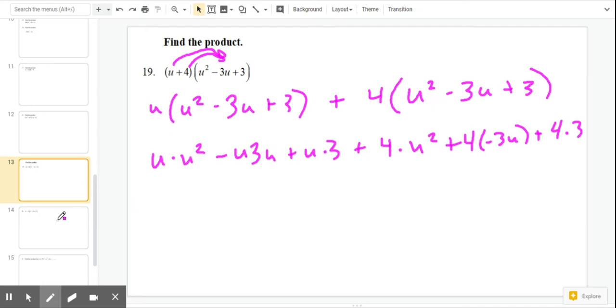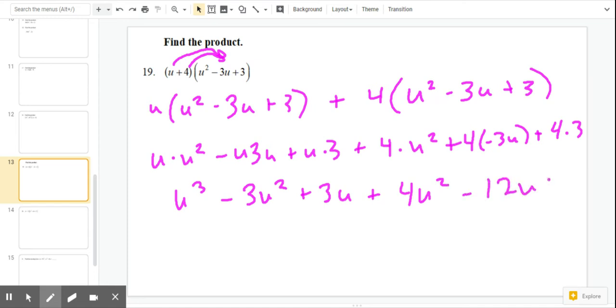So then we simplify. So u times u squared is u cubed. U times 3u is 3u squared plus 3u plus 4u squared. 4 times -3 is -12u. 4 times 3 is 12. And then we need to combine like terms.